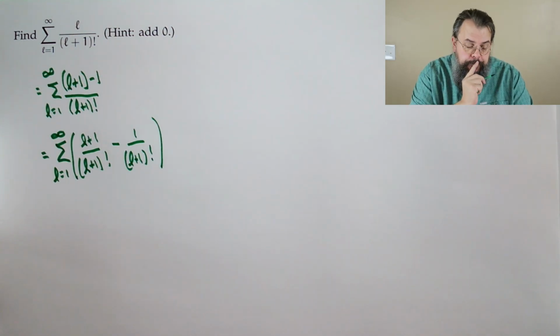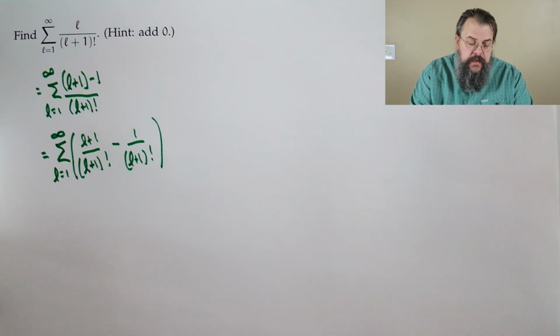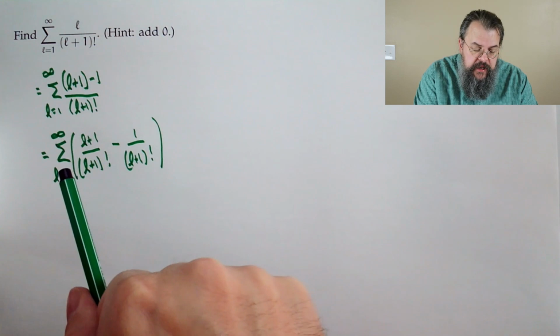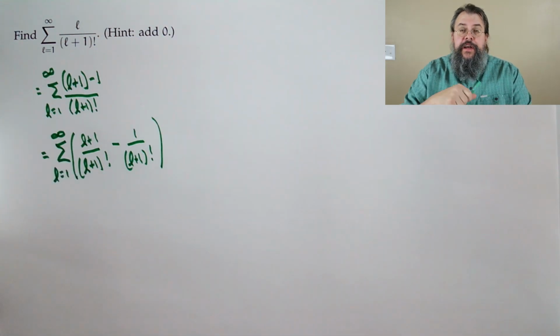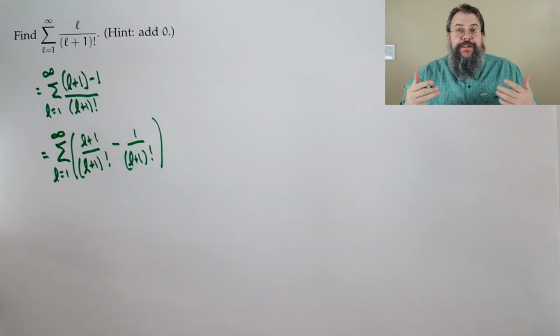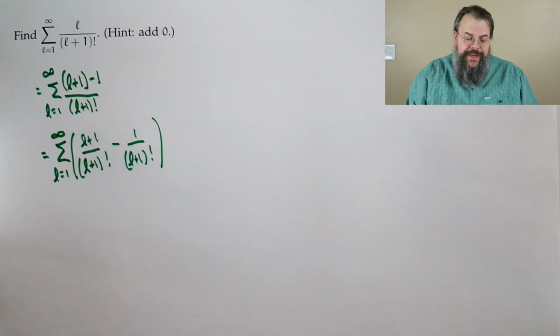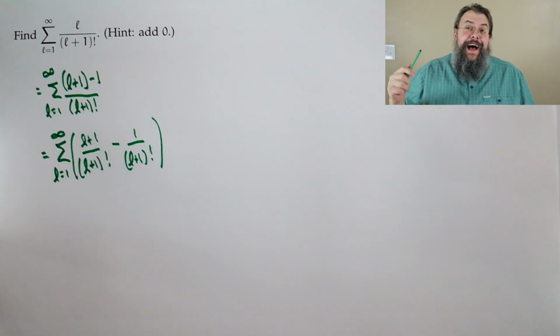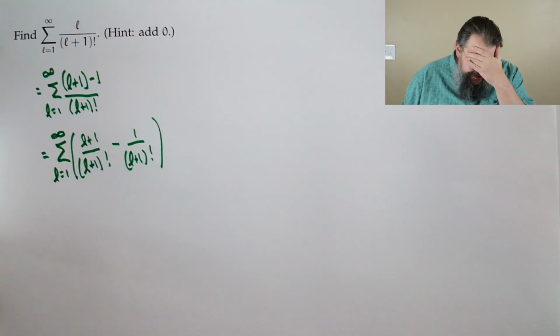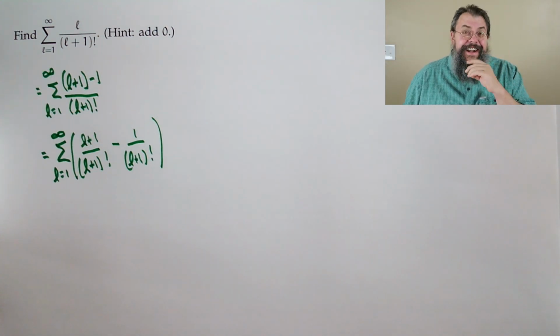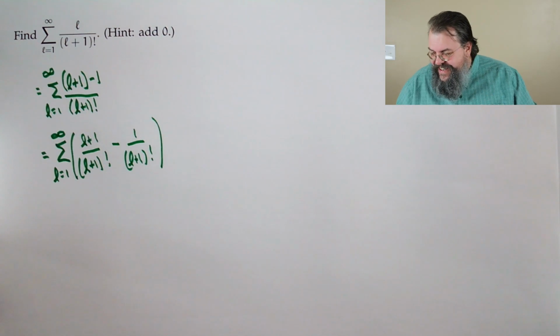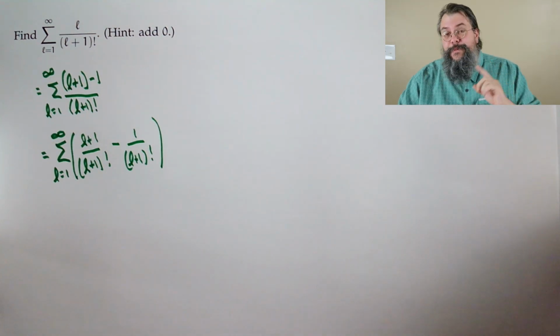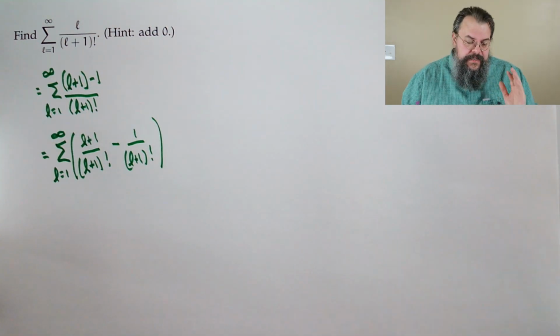Now, not a lot you can do with this second term. Can we simplify the first term? Now, you might say, oh, can't we just cancel off the L plus 1s? Isn't it just going to be 1 over 1 factorial? No, no, that's not how it works. No, okay, it's not that. But what is it? Let's be careful here.